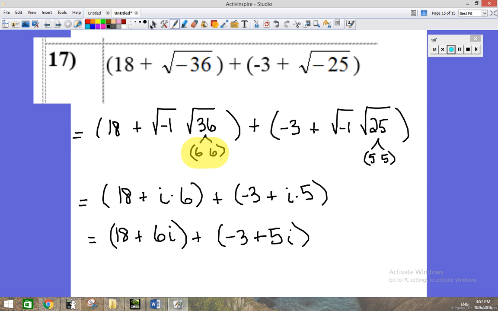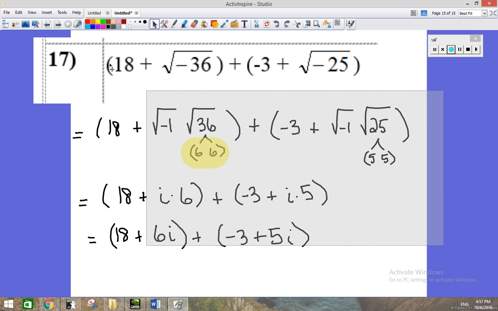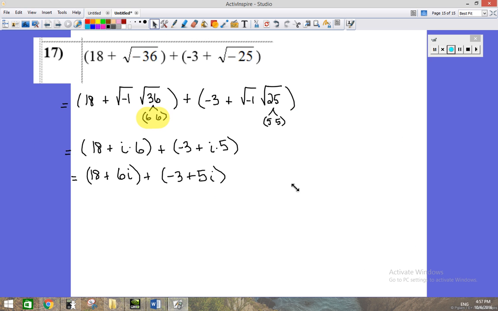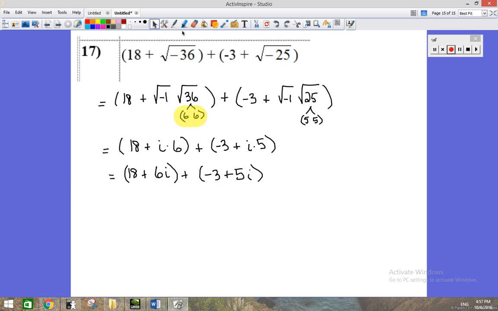So these are two complex numbers that we're going to add together. And we add the real parts and then the imaginary parts. So the real parts, 18 and negative 3. The imaginary parts, the 6i and 5i. So 18 plus a negative 3, or 18 minus 3, hey, that's 15. And 6 i's plus 5 more i's is 11i. So there is my final answer for number 17.